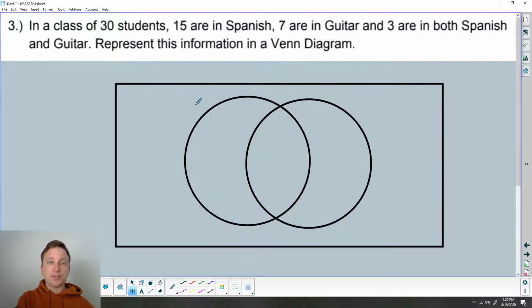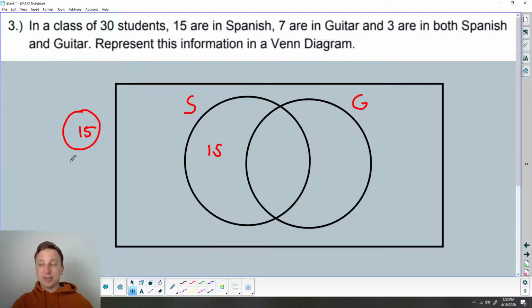So getting into it, we have Spanish, students in Spanish, so let's put an S there, and we have students in guitar. What we know is 7 are in guitar. We know 3 are in both Spanish and guitar, and 15 are in Spanish. So what you want to watch for here is putting a 15 right here, because these 15 are in Spanish, so my set, this whole set, has to total to 15.